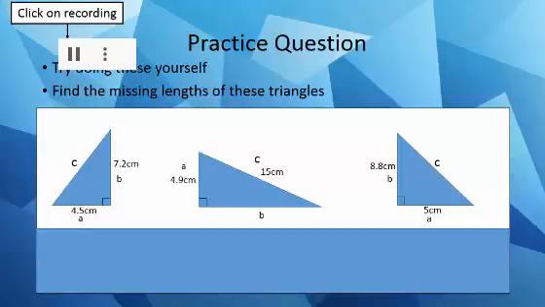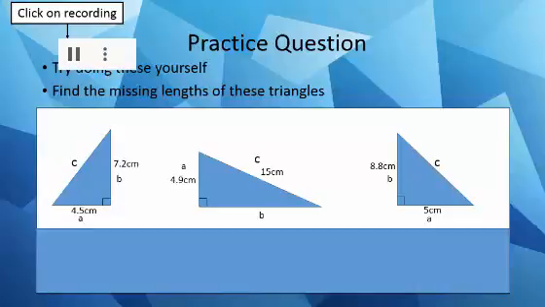And then for the second one, we're asked to work out B, and to do that, if you remember correctly, it's the square root of C squared minus A squared to get you B. So that would be the square root of 15 squared minus 4.9 squared, and that will give you 14.17 centimeters, which is slightly less than 15, which is good, and that looks correct.